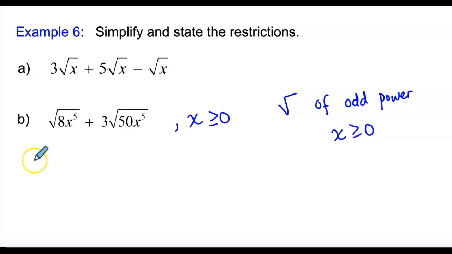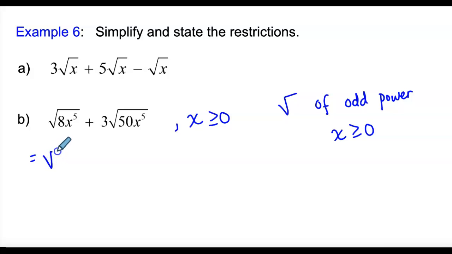Because we are taking the square root, we want to try and separate out our variables as a product of an even power and an odd power. So all we need to do is write x to the power of 5 as x to the power of 4 times x to the power of 1. And of course we can also rewrite 8 so that we have a perfect square.